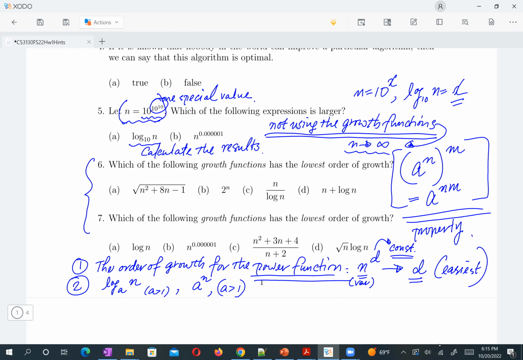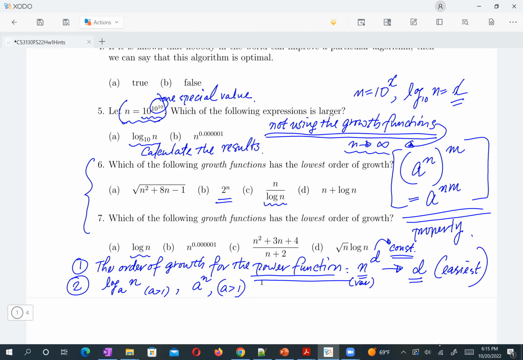But for these two functions, we have limits. In our notes, I did two examples, and those two examples can be used here, because here we have the exponential function and the log function. So we need to be familiar with these two functions. In our notes, we have these two results you can use to help you solve these two questions.